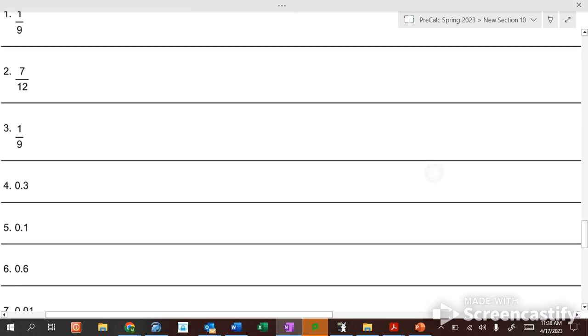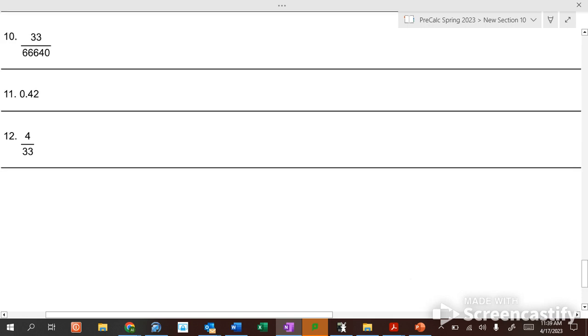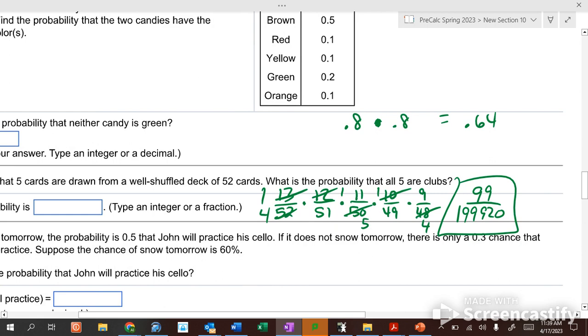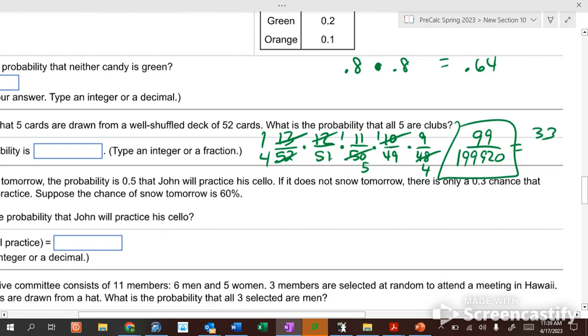Okay, let's check. Ooh, it reduced a little bit more. Both of these must be divisible by 3. So it's 33. Yep, because 9 and 51 are both divisible by 3. But it was the right answer. Just got to reduce it.